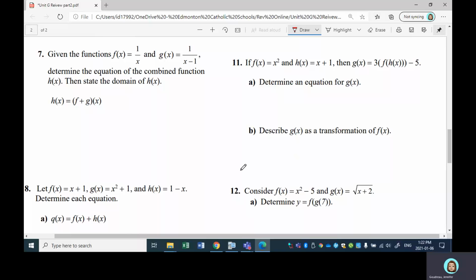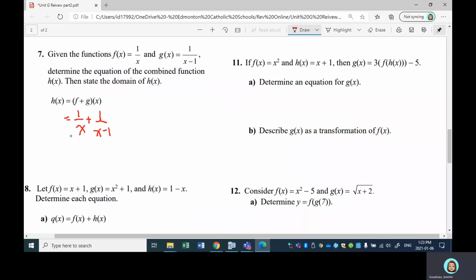Okay, next one, number 7. Given the functions f at x is 1 over x and g at x is 1 over x minus 1, determine the equation of the combined function h at x and then state the domain. Okay, so in this case, h at x just comes from adding f and g together. So that would be 1 over x plus 1 over x minus 1.